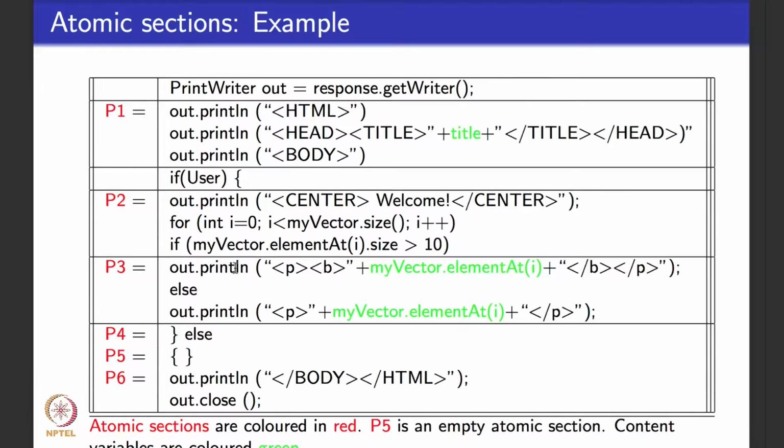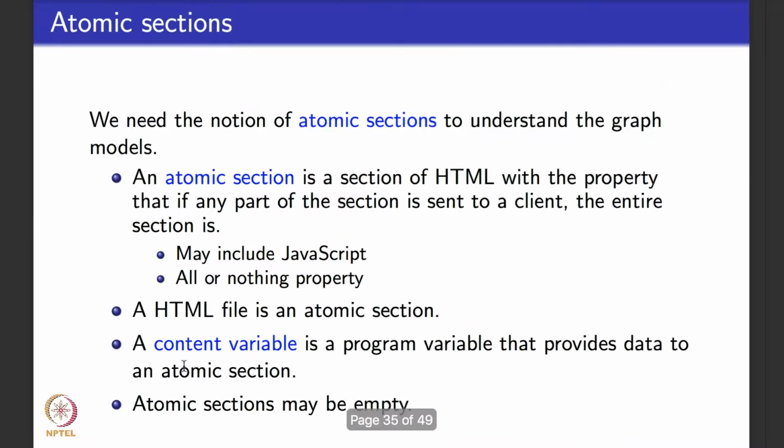So an atomic section is a chunk of HTML file such that if one part of the file is output to the client, sent for printing by the client at the end, then the entire part is. Here this is one chunk that is printed. This is the next chunk that reads, if the user is validated, it prints the message. This is the next chunk that is printed. This is the next chunk which is empty. So that's what is described here.